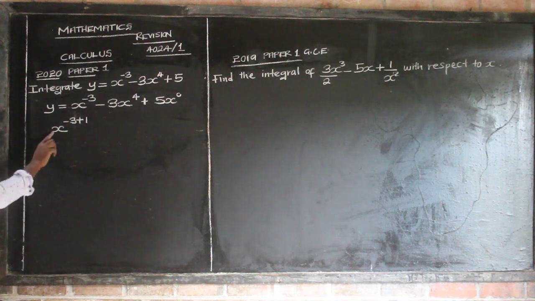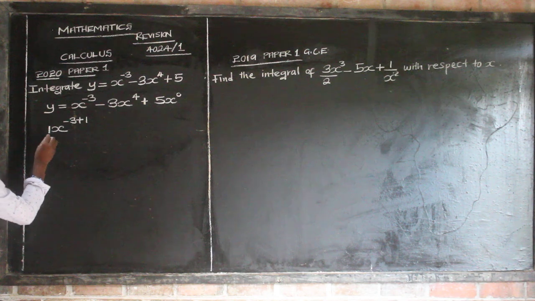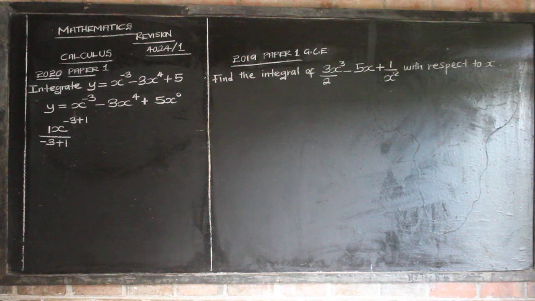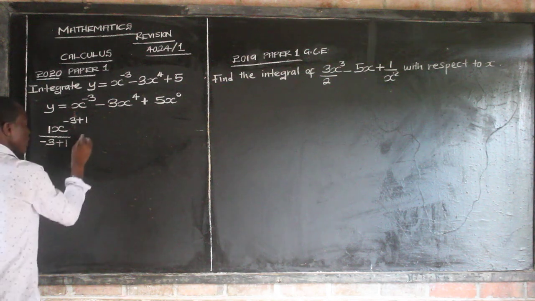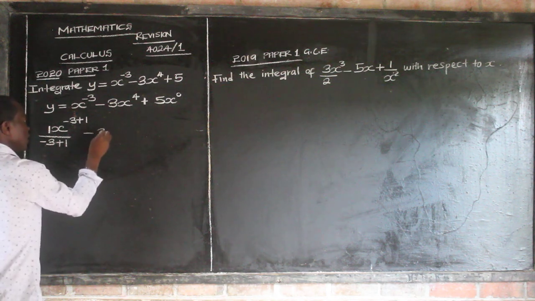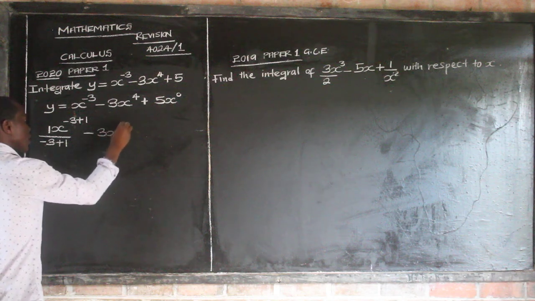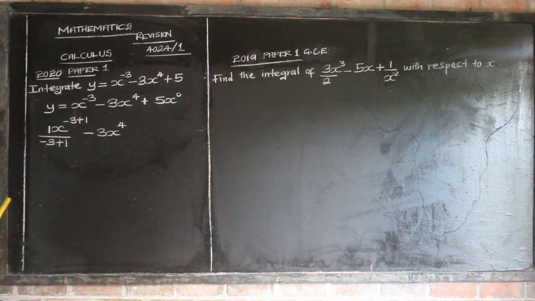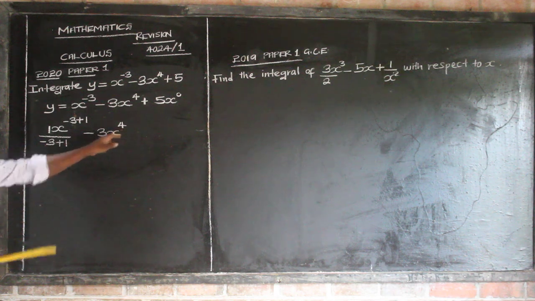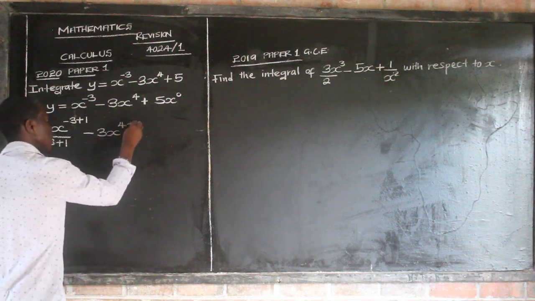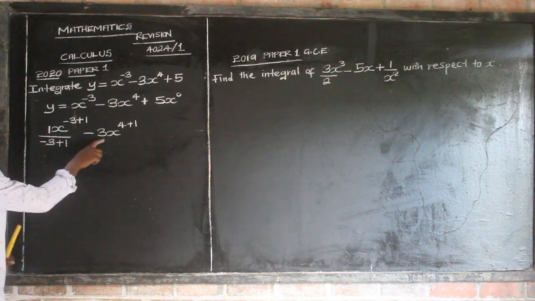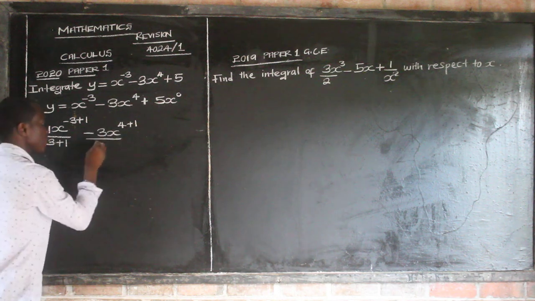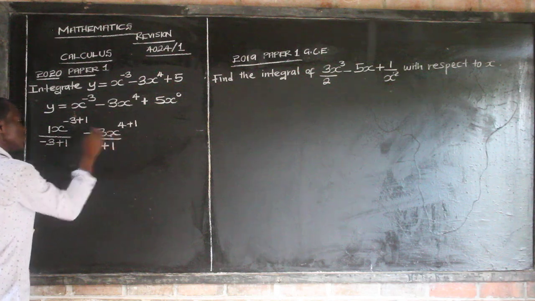So this x has a coefficient of 1, which is invisible. Then you divide this coefficient by the new power, which is negative 3 plus 1. We can move on and say, maintain minus 3x to the power 4. In this case we have got power 4. I'm saying the power increases by 1, so I'm going to say plus 1. Then you divide the coefficient by the new power, so you say over 4 plus 1.